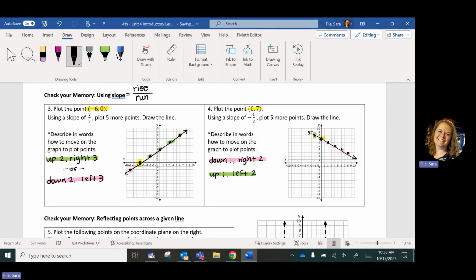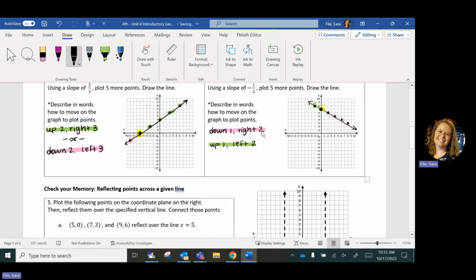Okay, and that line has a negative slope. It's decreasing from left to right. The first line was a positive slope. It's increasing from left to right. We read our graphs left to right, just like we read a book. Feel good about slope, plotting points? Need to be able to do that.